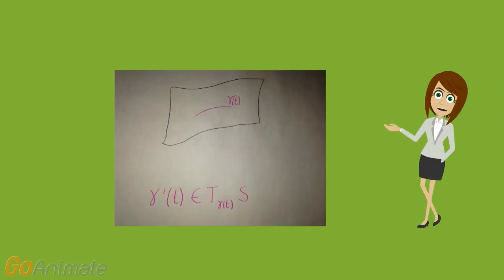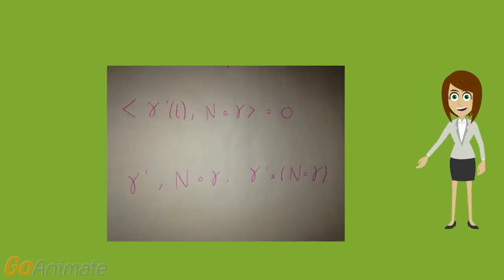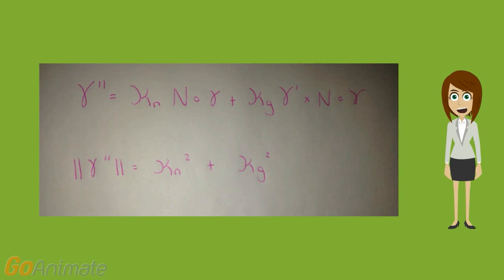To understand these curvatures geometrically, we have to look at how these are related to curvatures of curves on the surface. If we say gamma is a curve on the surface, then the differential of gamma belongs to the tangent space of S at gamma of t. The inner product of gamma prime and the Gauss map composed with gamma is 0. If gamma is a unit speed curve, then these three are a moving frame of gamma. The second differential of gamma is given by this formula, where kappa n and kappa g are smooth functions. The curvature of gamma is given by the two functions through the second formula on the slide.